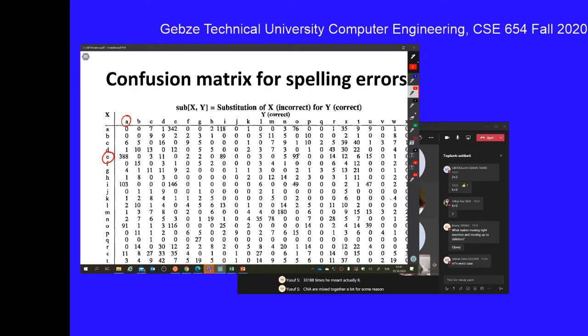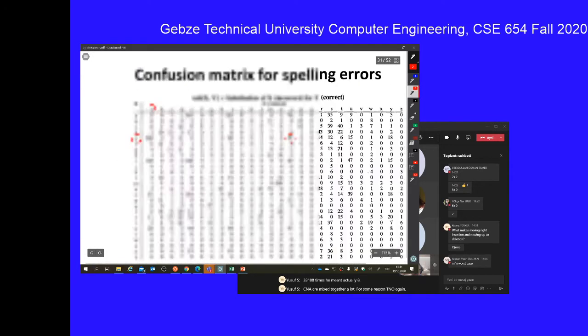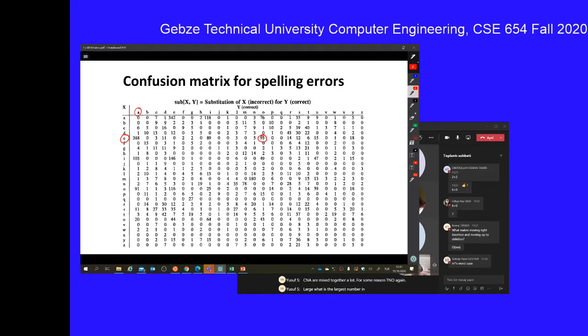C and O again, large. What is the largest number in this figure? I am seeing 388, C and A, right? It's E actually. Sorry, yeah, E and A. So both vowels. So people are confused, either misspelling error or they are just typing it wrong. I think it's just they don't remember the letter right. M and N, they are very close on my keyboard. It kind of explains it.